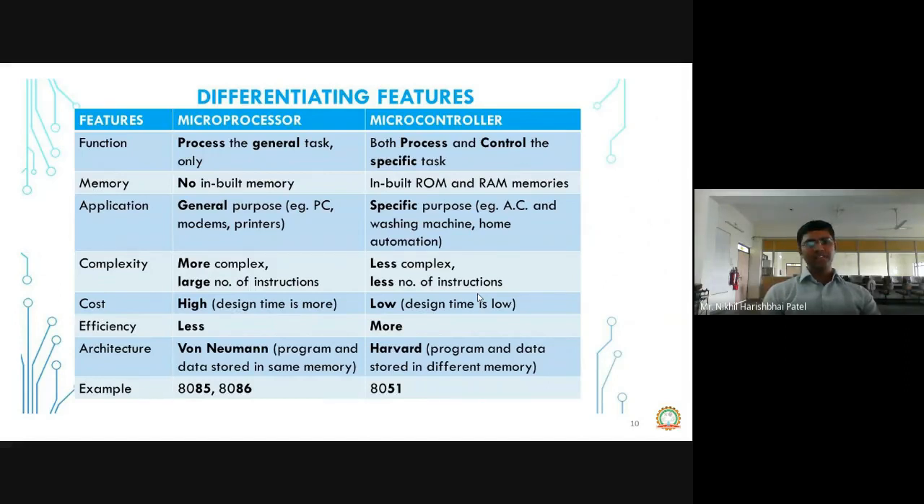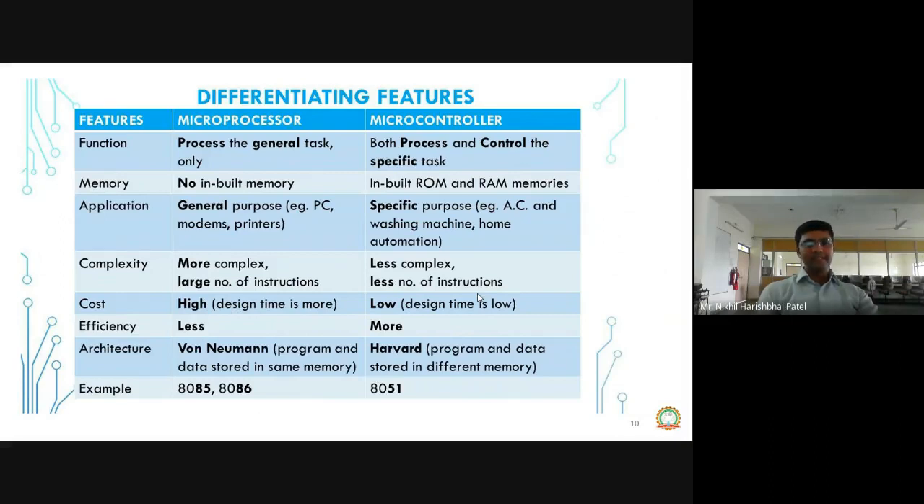The controller applications are AC, washing machine, home automation system, traffic light control systems, audio, video processing system. Here the complexity is very much higher than the microcontroller because we have to interface such kind of peripherals with the processor, so the circuit becomes complex and we require a larger number of instructions for such kind of interfacing circuits. But in microcontroller there is less complexity, fewer instructions because all these external peripherals are inside the chip. As far as the cost is concerned, the microprocessor has a very high cost as compared to the controller.